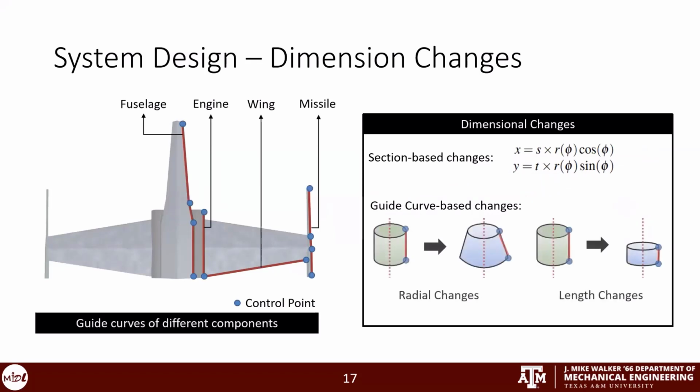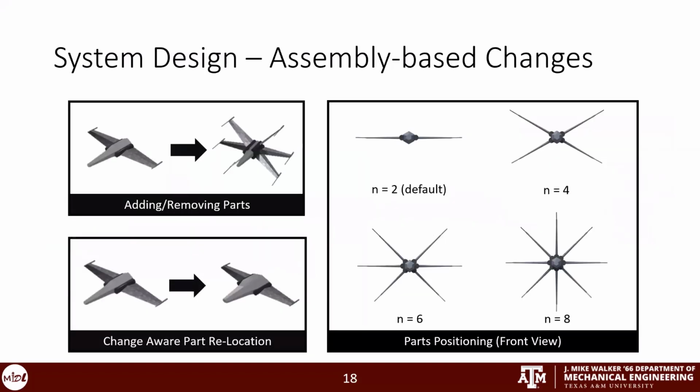By moving the control points of the guide curves towards or away from the axis, we can make the parts radially bigger or smaller. And by moving them closer or farther from each other, we can change the length of the parts as well. In addition to the shape and dimension changes, we also allowed users to add and remove specific parts. To avoid overcomplicating the design task, we introduced certain constraints.